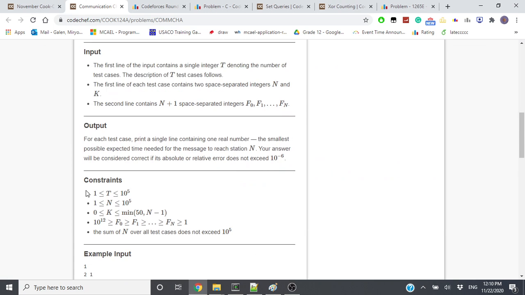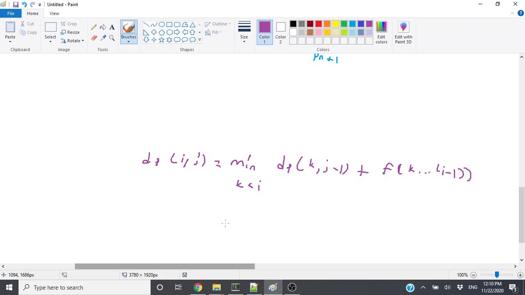I better have a time limit of more than 1 second. 2 seconds. Okay, that's not great.